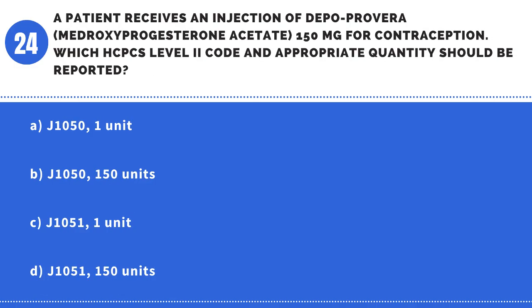Question 24. A patient receives an injection of Depo-Provera, medroxyprogesterone acetate, 150 mg for contraception. Which HCPCS Level 2 code and appropriate quantity should be reported? A. J1050, 1 unit. B. J1050, 150 units. C.